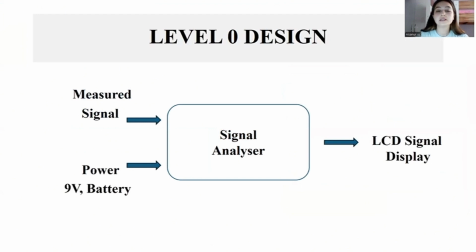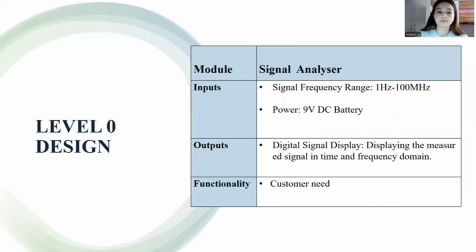Level 0 design is the simplest form of our project design. Inputs are measured signal and power. These inputs are processed in the signal analyzer and output as an LCD signal display. Here we can see a more detailed form of level 0 design. Signal frequency range should be 1 Hz to 100 MHz, and our functionality is determined according to customer needs.